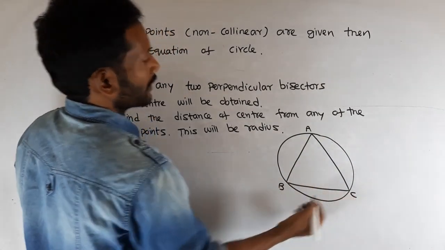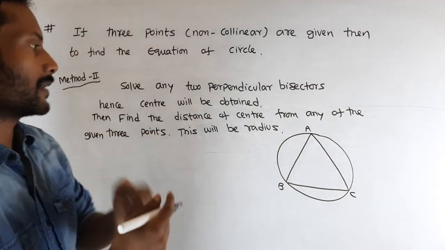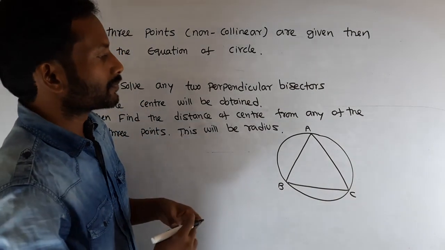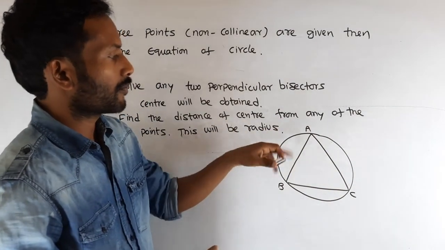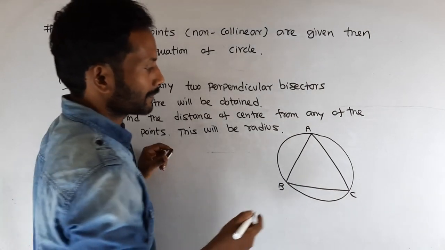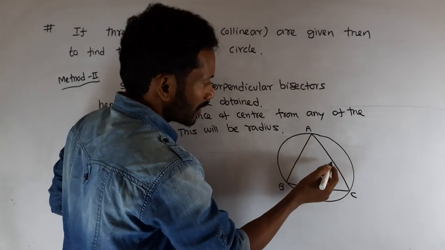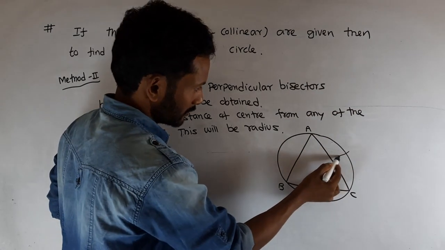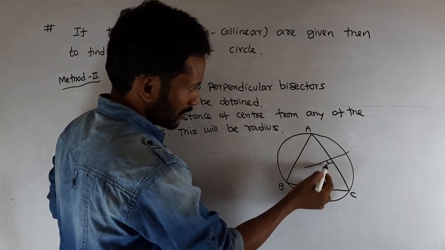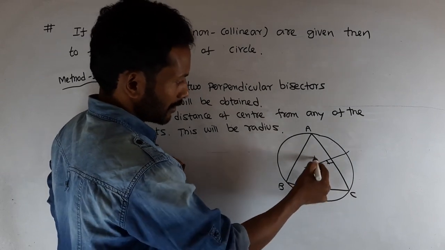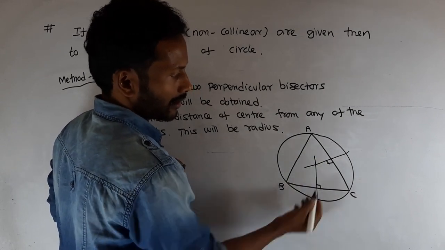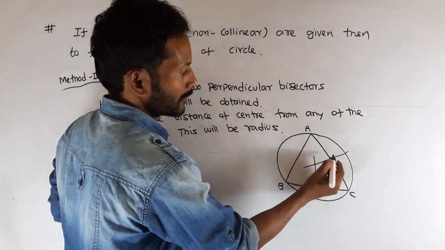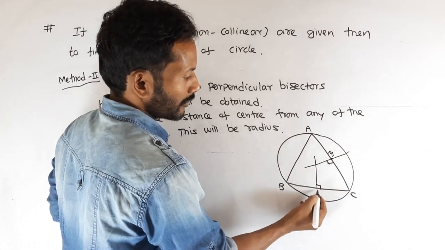So ABC is a triangle. The circle passes through the 3 points A, B, C. Solve any two perpendicular bisectors. This is one perpendicular bisector, and this is another perpendicular bisector. This bisector is M1, this one is M2.